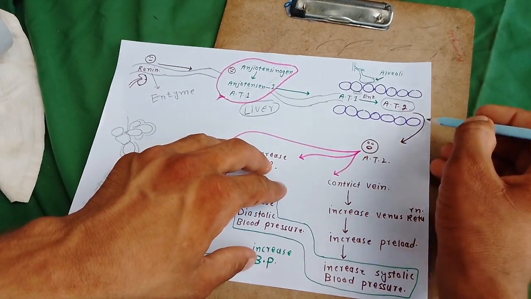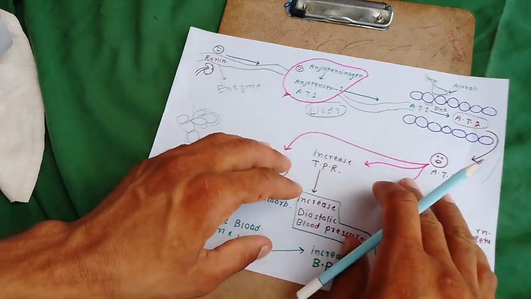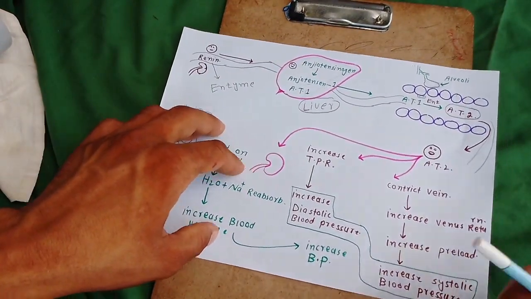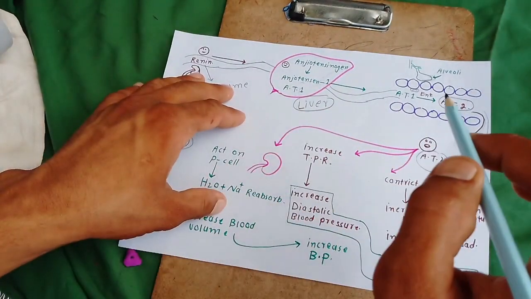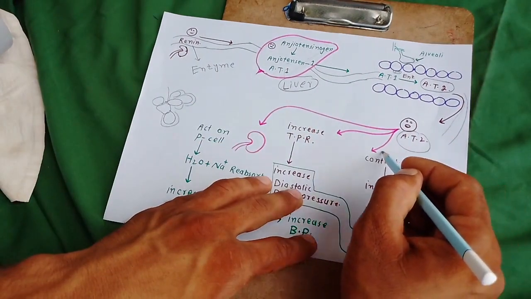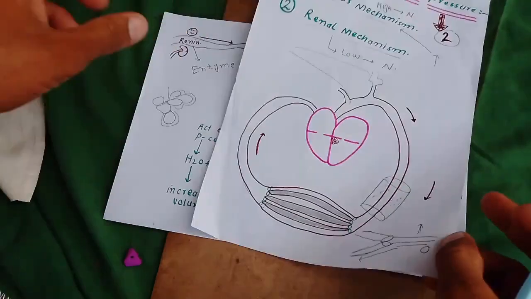When this angiotensin 2 comes out from the lung capillary into the external blood vessels, it does many important functions. It contracts the veins. Angiotensin 2 contracts the veins. Look at this diagram.